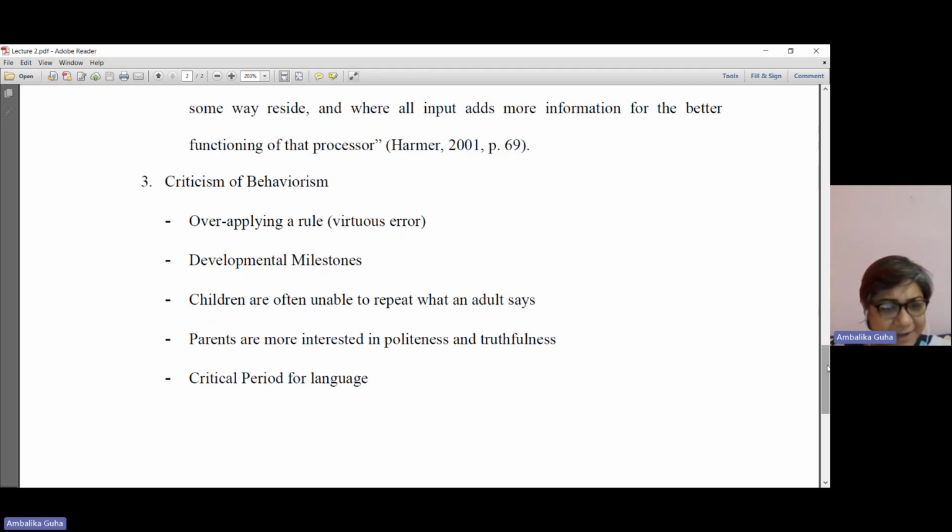The second one is the developmental milestone. So what happens here, let me share another handout.